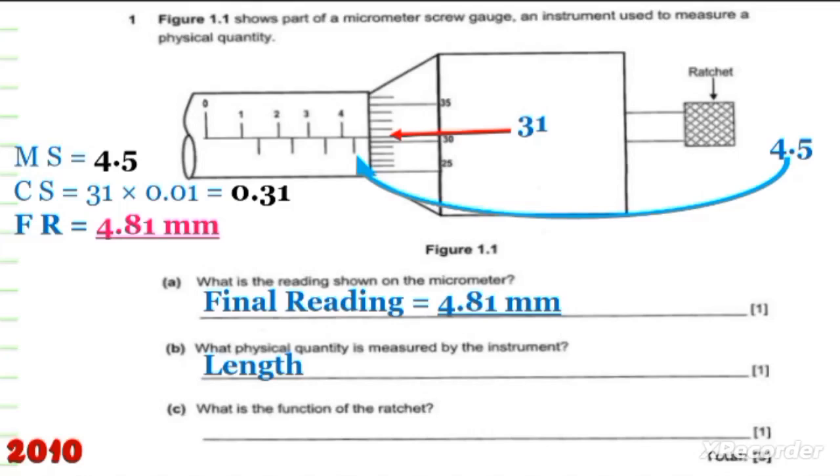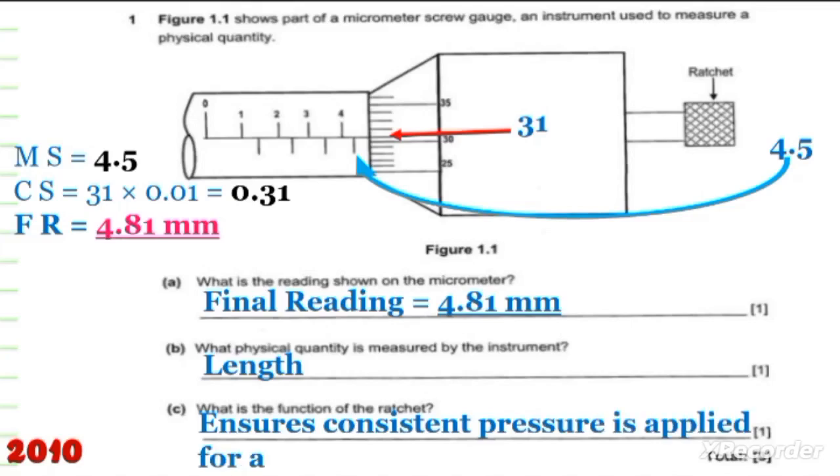What is the function of the ratchet? So we looked at the parts of the micrometer screw gauge, and we said the function of the ratchet is to ensure consistent pressure is applied for accurate measurements. The role of the ratchet is to make sure that consistent pressure is applied for accurate measurements, so to say.